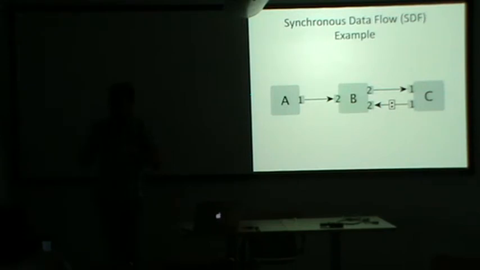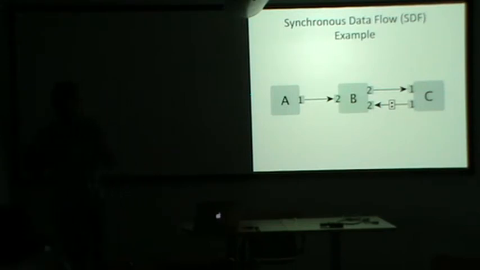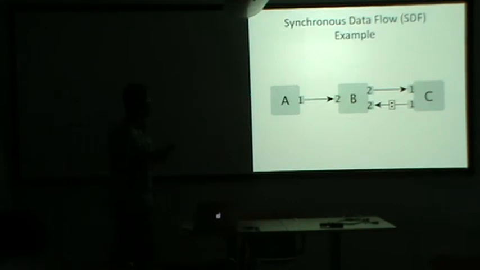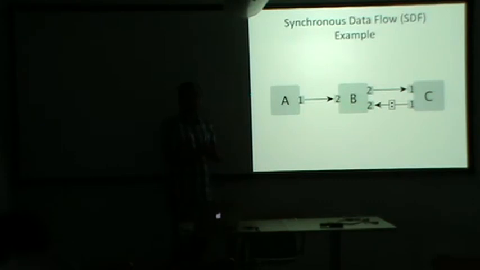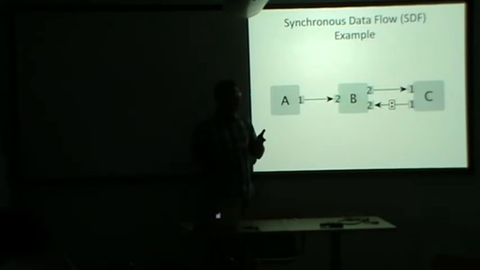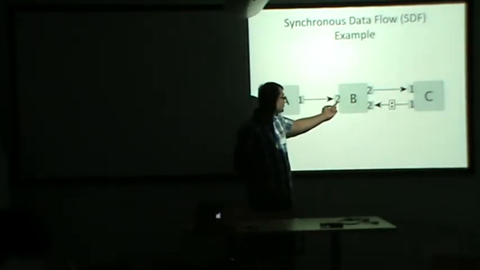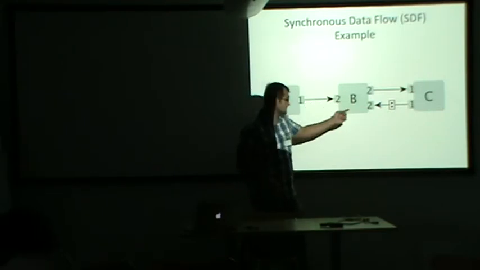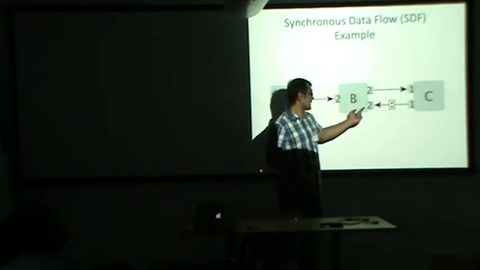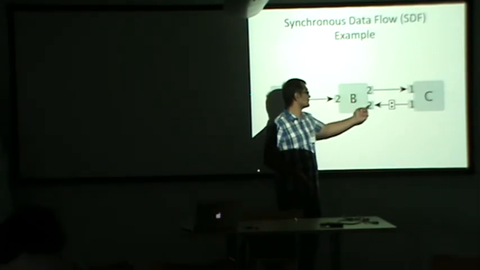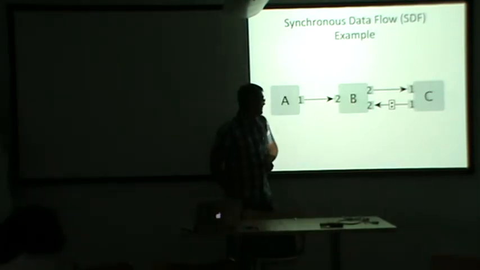So what is synchronous data flow? We have different processes that will execute only when all input data is available, and upon execution, they'll produce instantaneously a given amount of tokens of output data. So if we take this B process, it has to have 2 inputs in its input channel, and it will produce 2 outputs in one output channel, and it has to have another 2 inputs in this other input channel.